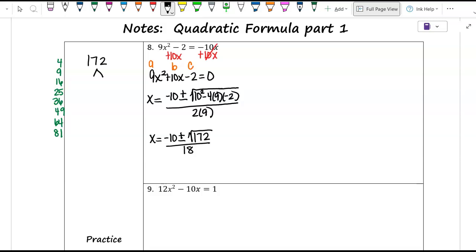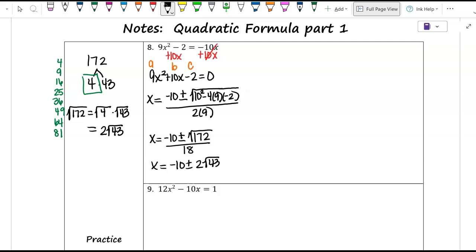Four. I know it's the last one on the list there though, but 4 times 43. So there's our perfect square. So the square root of 172 is really the square root of 4 times the square root of 43. So it equals 2 radical 43. So we have x equals negative 10 plus or minus 2 radical 43 over 18.